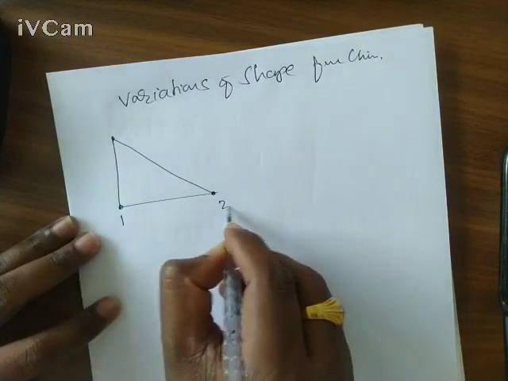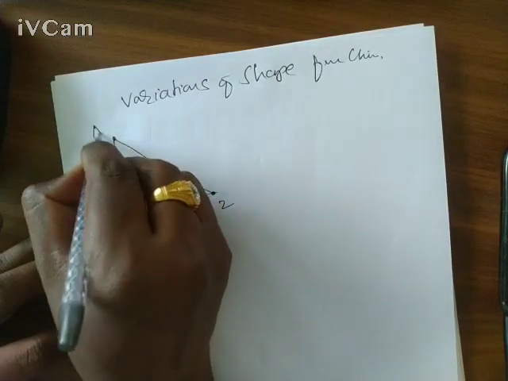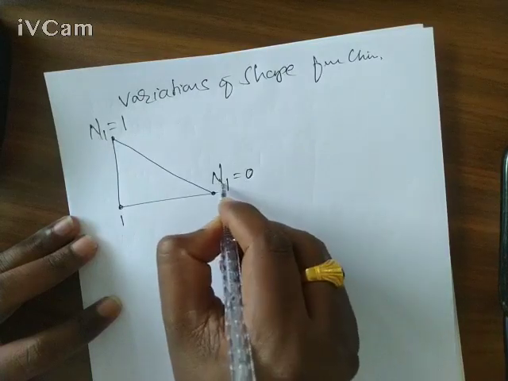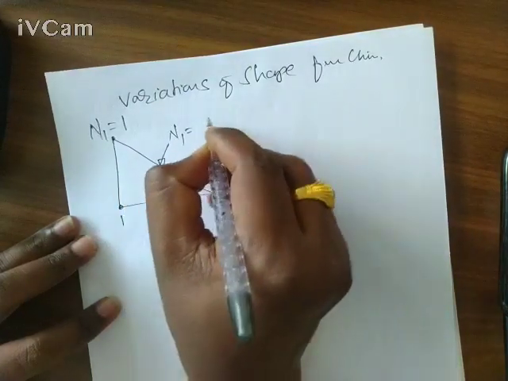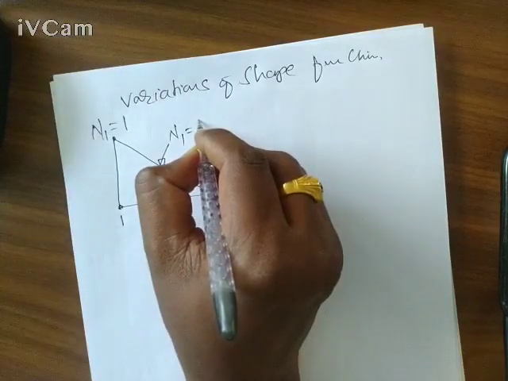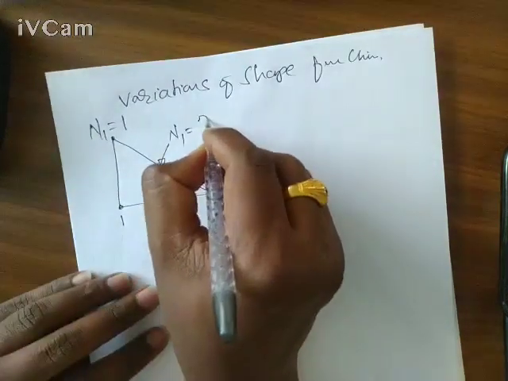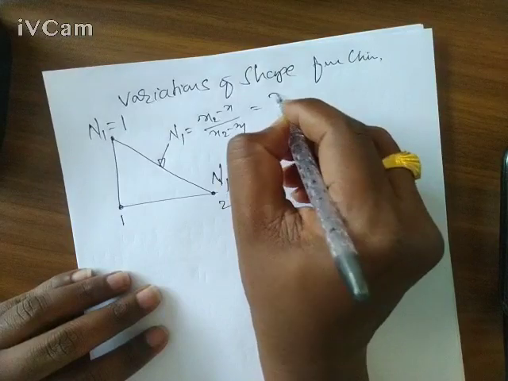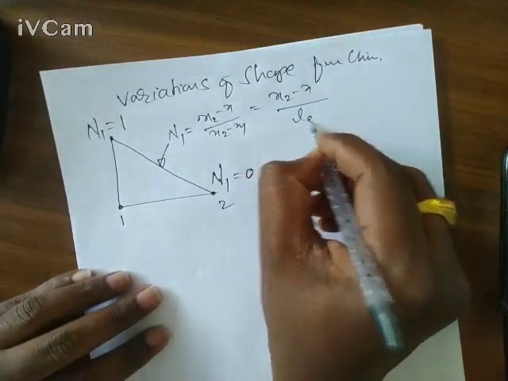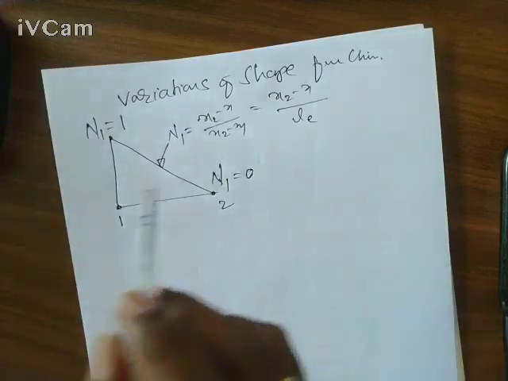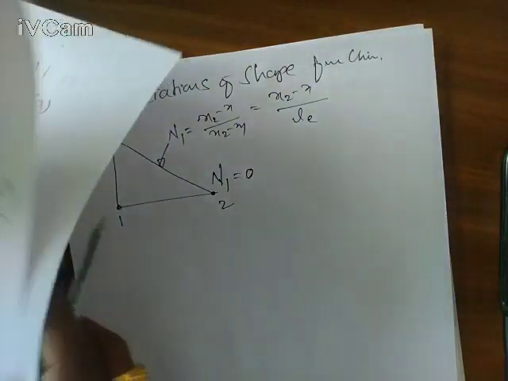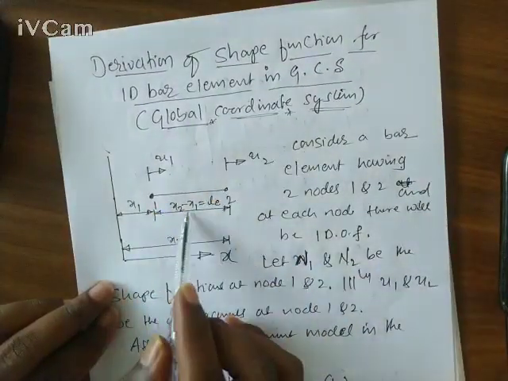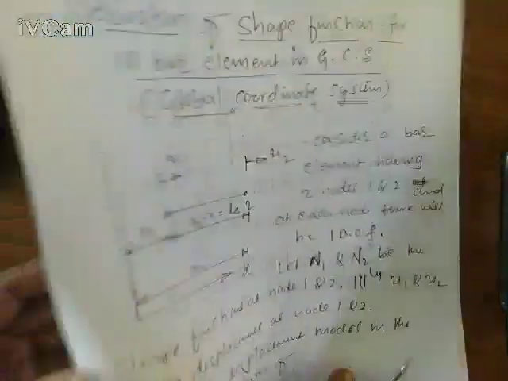This is node 1, this is node 2. At node 1, shape function N1 will be 1, and at node 2 it will be 0. N1 is equal to x2 minus x divided by x2 minus x1. This again I write as x2 minus x divided by L e, since x2 minus x1 is nothing but the length of the element, as I explained in the beginning with the help of the sketch. Understood?